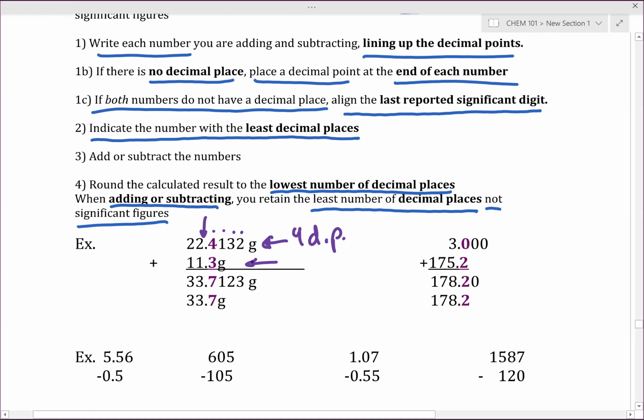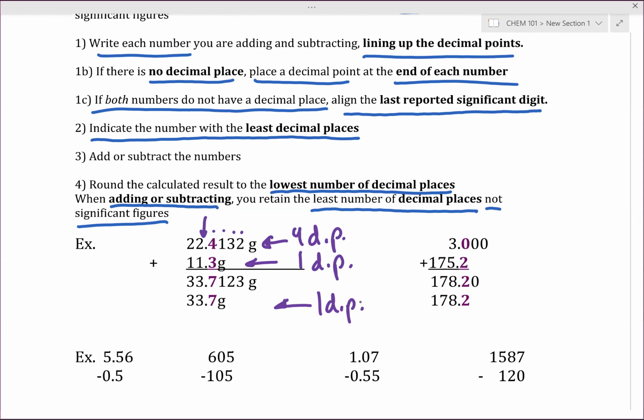Looking at this bottom number of 11.3, how many decimal places does it have? How many numbers after the decimal point? 1. So it has 1 decimal place. So then, how many decimal places should our final answer have? 1. We retain the least number of decimal places. This is not the same as sig figs, decimal places.